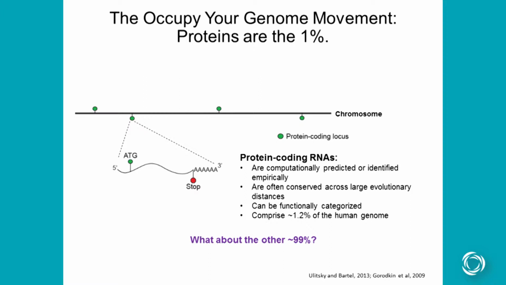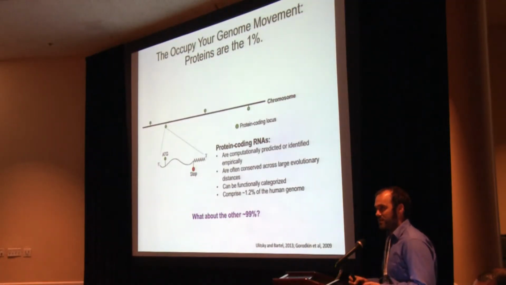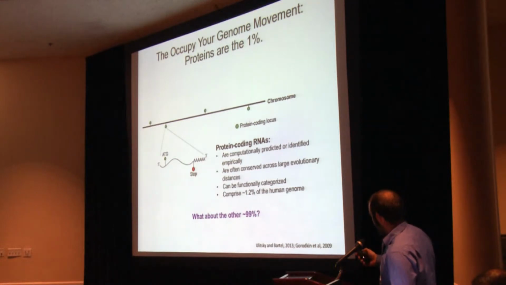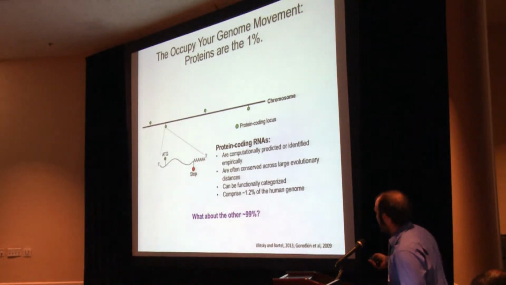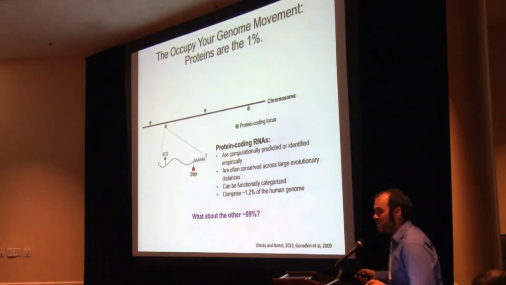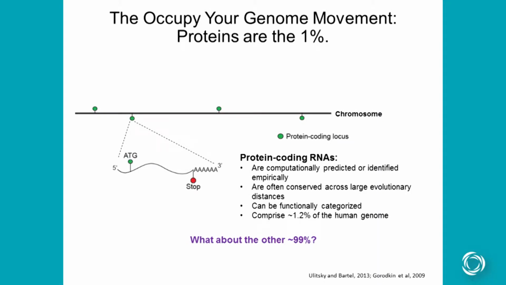What I mean by this is, if you really think about it, protein coding genes are essentially the most well-known, and they are essentially the 1%. They're the elite in the genome. And there's a reason for that. Of course, it's because protein coding RNAs are computationally easy to predict, and a large number of them have been identified empirically. They're often conserved across large evolutionary distances.